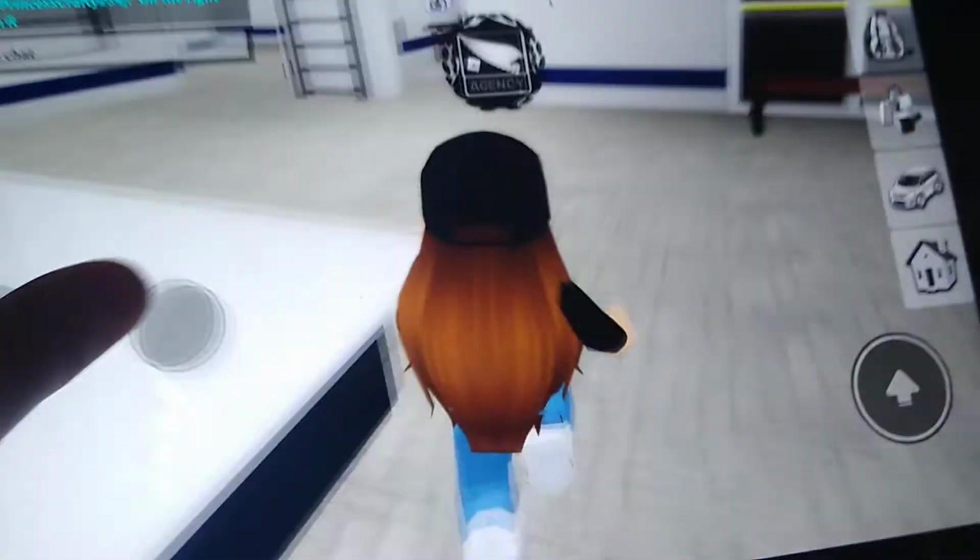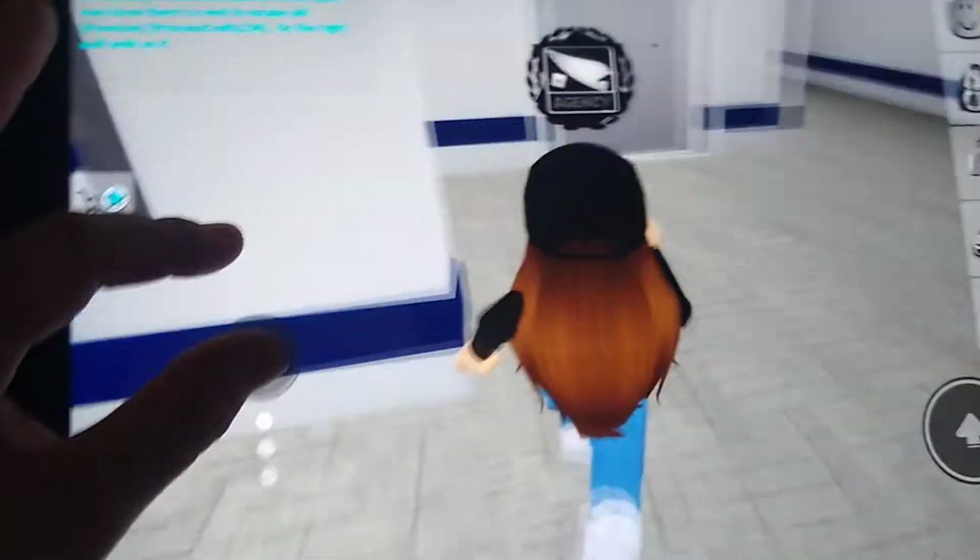I'm pretty much showing you an agency base, and I'll do one tomorrow for part two. So I only know two agency bases, except the other one at the bank, which everyone knows.